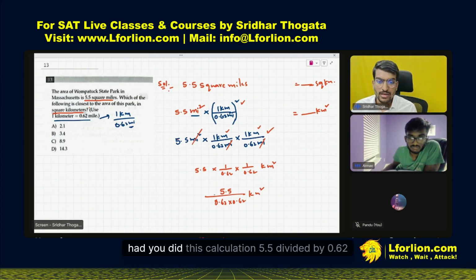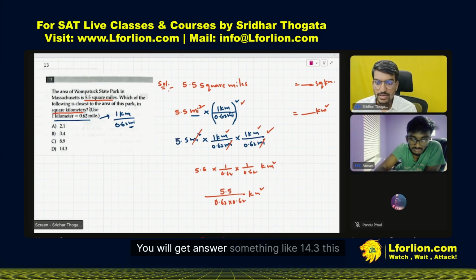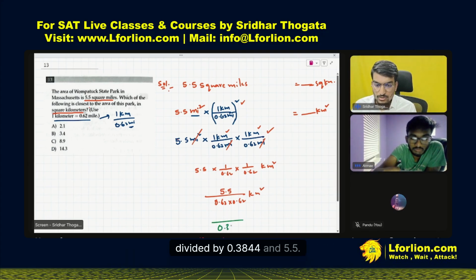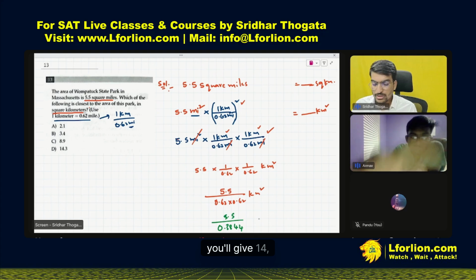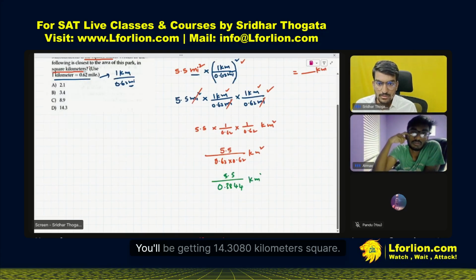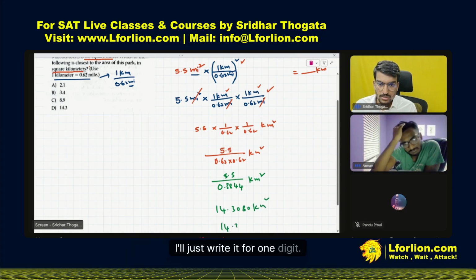No man, had you done this calculation, 5.5 divided by 0.62 into 0.62, redo it, you'll get an answer something like 14.3. So this is 5.5 divided by 0.3844, and you will get 14.3080 kilometers square. I'll just write it to one decimal digit, so 14.3 kilometers square.